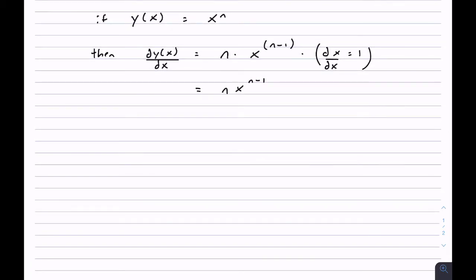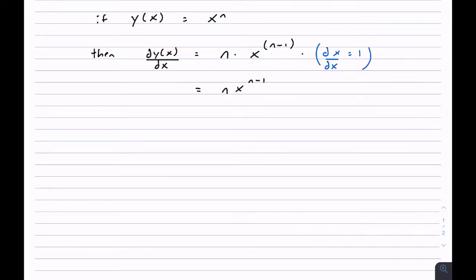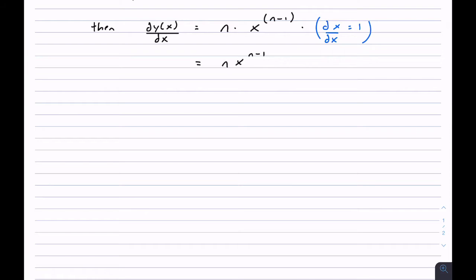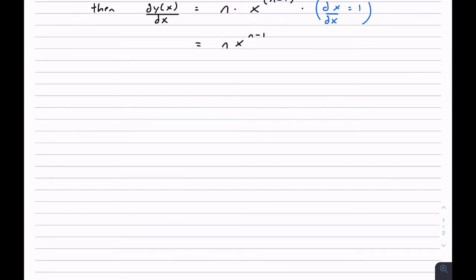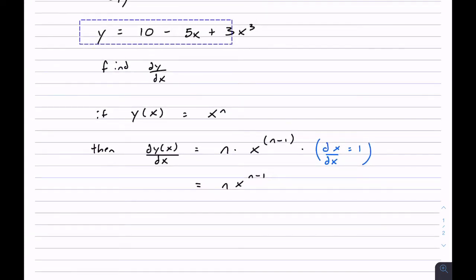So this part here you can pretty much ignore. This is just part of the theorem, but we don't really need it in most cases. So here, dy/dx is n x to the n minus 1, right? So now let's take this dy/dx of the function that we're given. Let's copy and paste this. I'm going to take this down here.